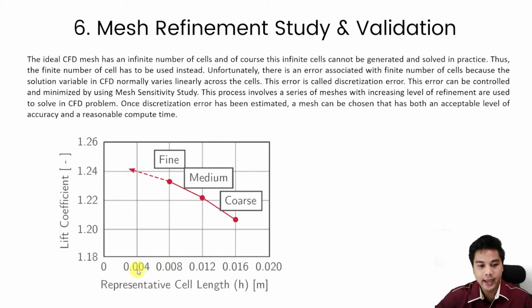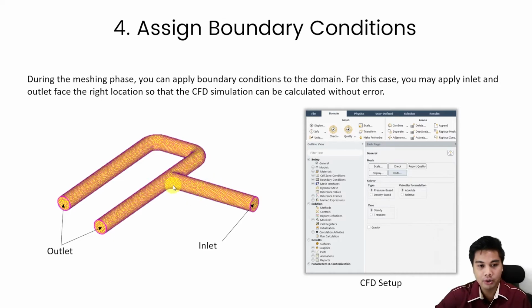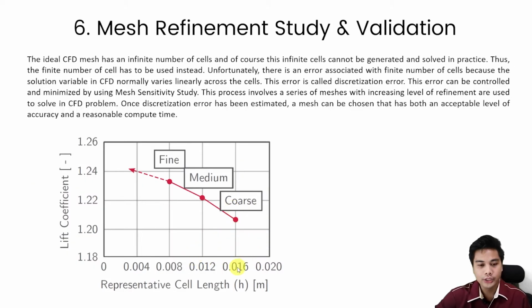As you can see here, the horizontal axis represents the representative cell length. So what basically is this length? This is the length of a mesh that represents your computational domain. For example, this one, as you can see, we have so many elements or cells. So the representative cell length reflects one number of size that represents the whole mesh here. A bigger cell length represents the coarse mesh, and a smaller one represents the fine mesh.